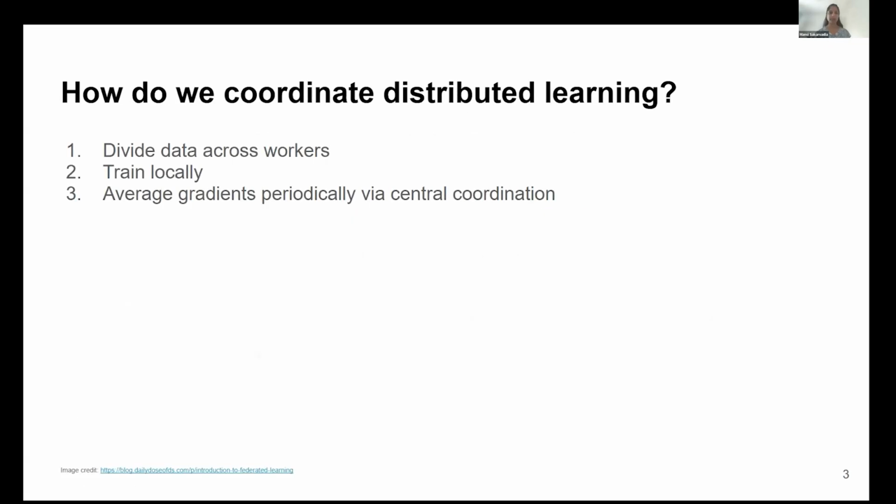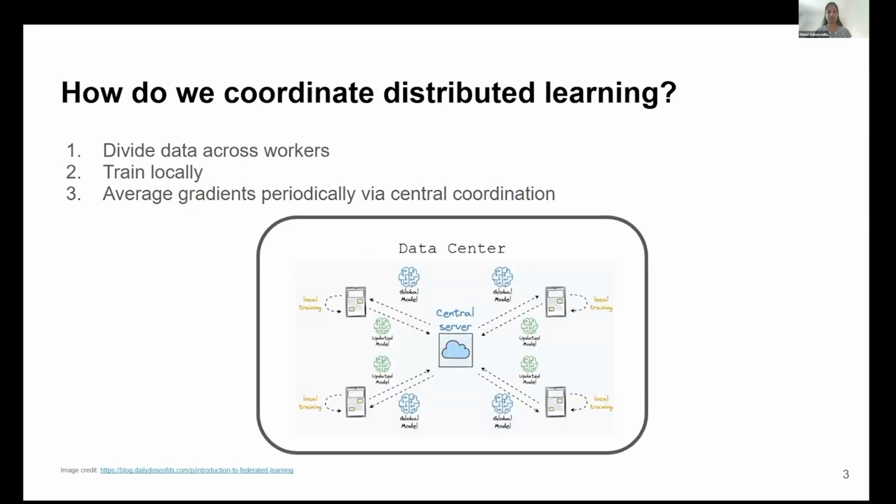Well, simple algorithm. You first divide your data across workers. Each worker trains locally, and then periodically, each worker is going to coordinate via some central coordination to average its gradients with all of the other workers in the training run. So when this algorithm is implemented within a data center setting, we call it data parallelism.